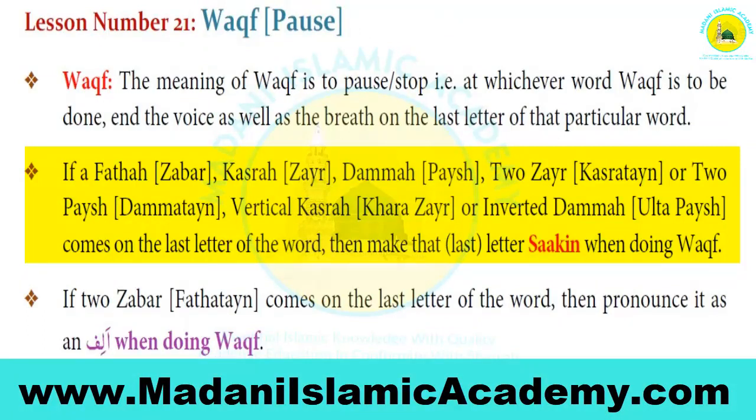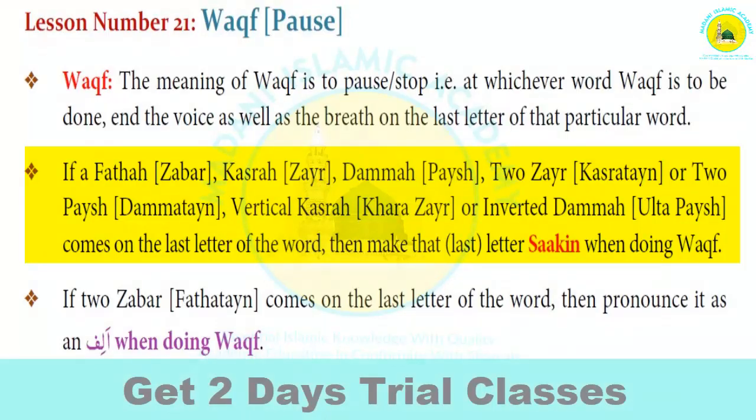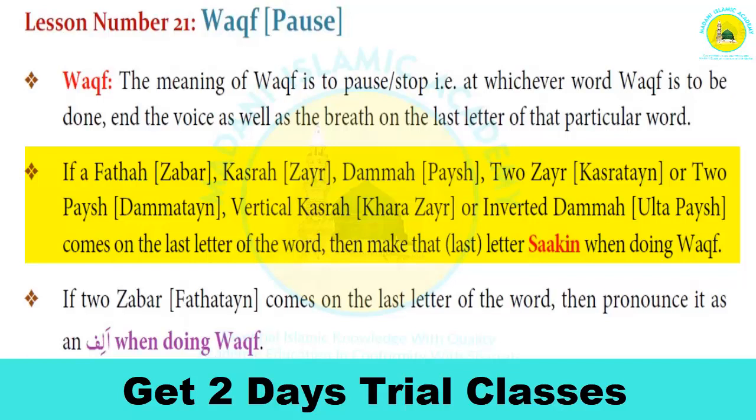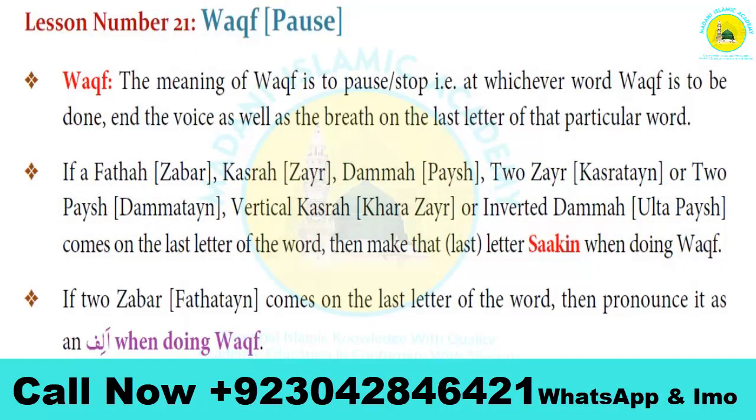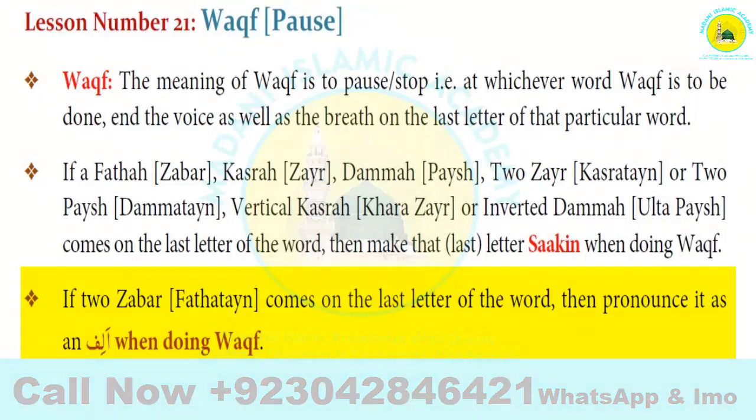Yeah, so if you have any of these zabar, zir, pesh, do zabar, do zir, what you do is you make that letter sakin. The harakat will disappear. We're going to go into the practical as well, inshallah, don't worry. So when that is the case, you stop the word. If two zabar come on the last letter of the word, then pronounce it as an alif when doing waqf.